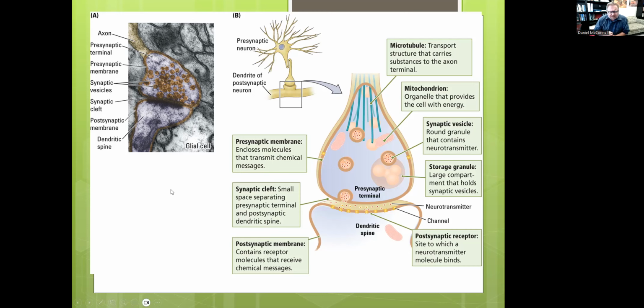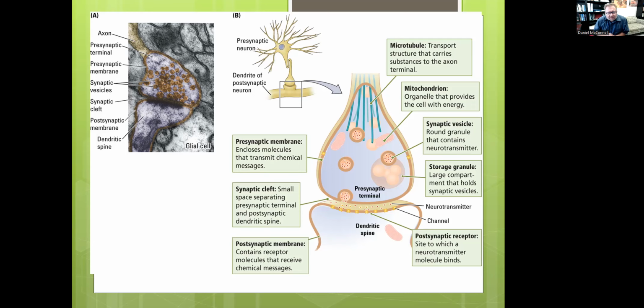These synaptic vesicles are labeled there as round granules. I like to think of them as bubbles, essentially, and they are bubbles that are full of molecules of neurotransmitters. We see that there is a small gap between the presynaptic terminal and the dendritic spine that is referred to as the synaptic cleft, a very narrow space between the two. So the neurons here do not touch each other. There is a very narrow gap, and that is the synaptic cleft.